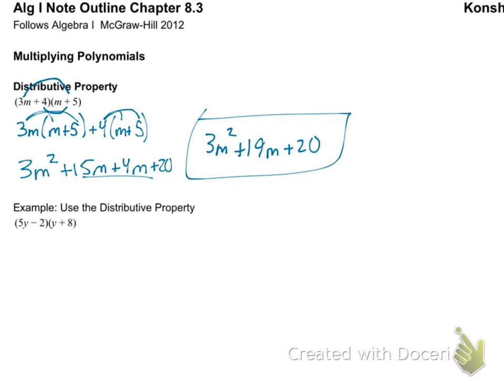So, I want you guys to do the exact same thing with 5y minus 2 and y plus 8. I'll give you guys a couple seconds to try that on your own. Okay guys, what's the first step supposed to look like, Monica? Okay. Second equation. So what's it going to look like? 5y, parentheses, y plus 8. Y plus 8. Close parentheses. Yep. Minus 2. Minus 2. Parentheses. Y plus 8.